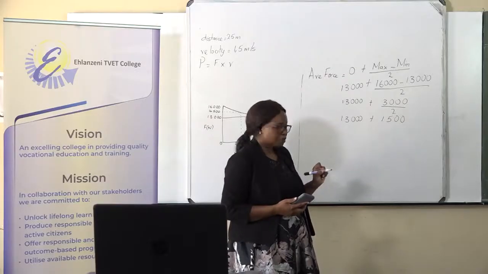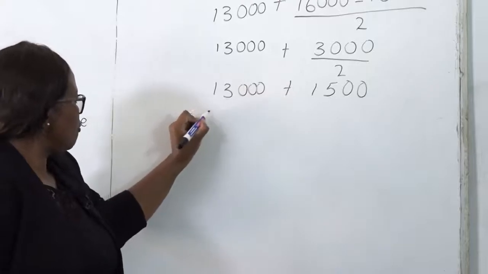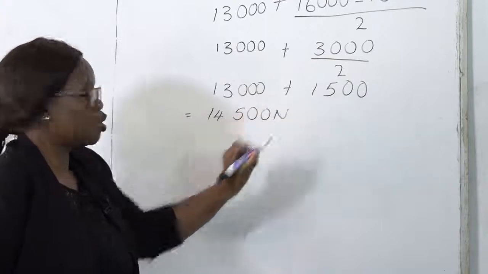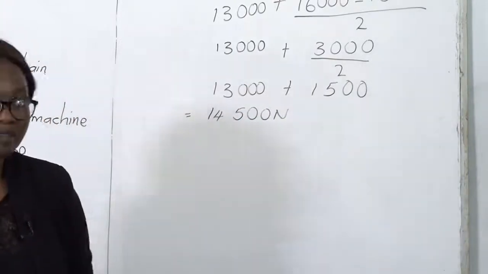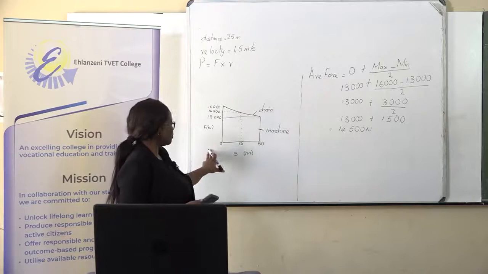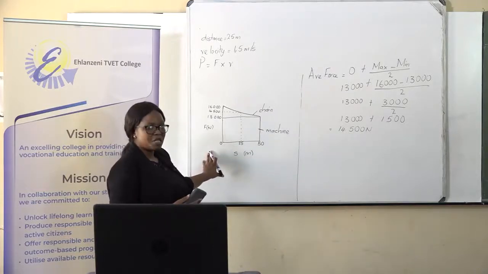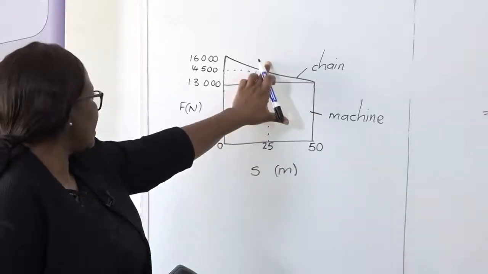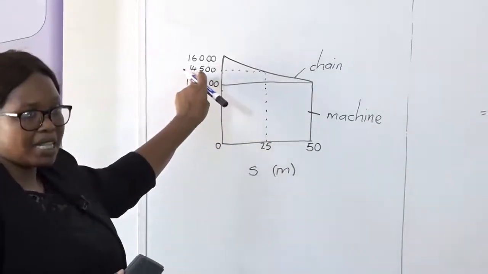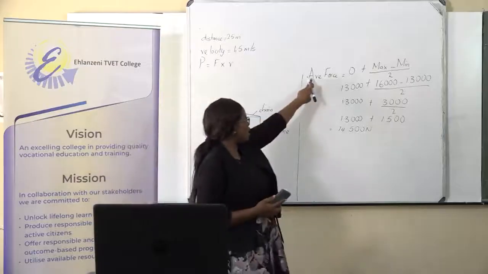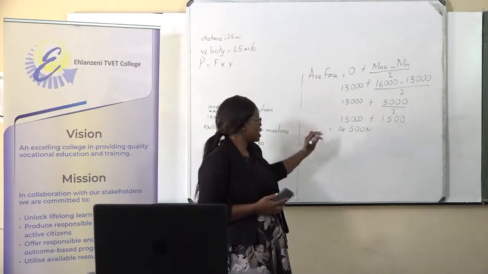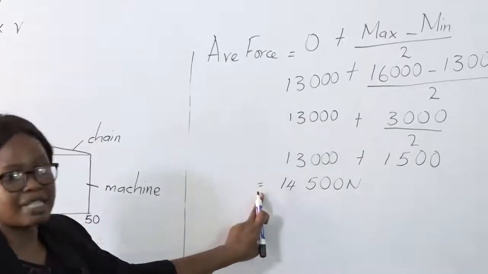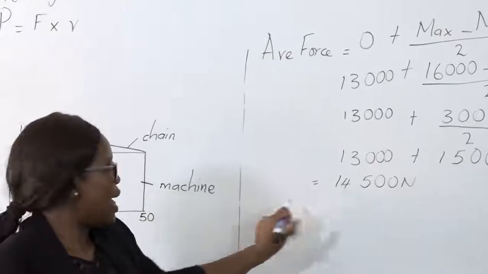So our average force here is 14,500 newtons. This is how we get our average force. Then we look on our graph to prove it, that we are on the same spot. Here we say that the average is 25, the middle, then where it ends, then we turn. It's 14,500. And here our average force, after we calculate it, we get 14,500 newtons. Force is measured in newtons.